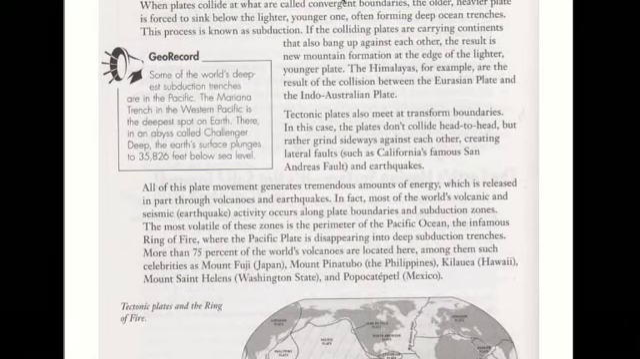When plates collide at what are called convergent boundaries, the older, heavier plate is forced to sink below the lighter, younger one, often forming deep ocean trenches. This process is known as subduction.